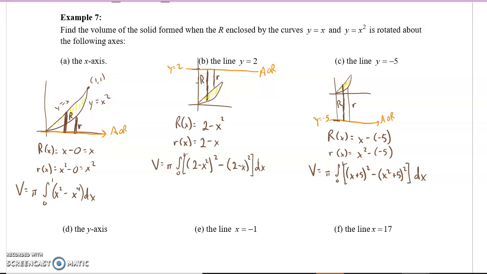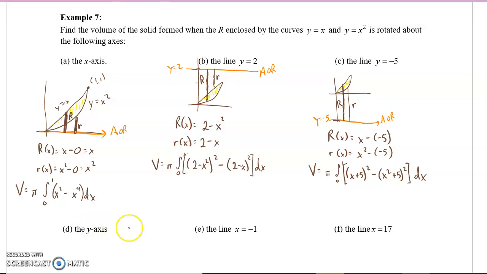If you happen to get the big R and the little r mixed up, by the way, then the only problem is that your answer is going to end up being negative. So if you get a negative answer, check to see if you got your big R and your little r mixed up. At any rate, all of these had a horizontal axis of revolution.